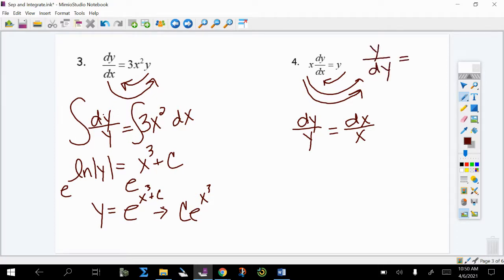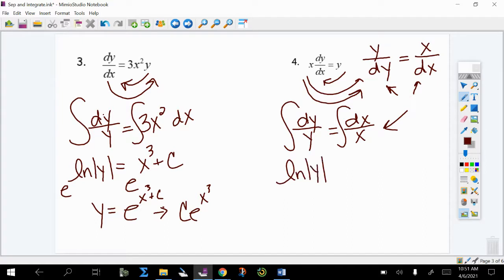So if you separate and you get something like this, it is perfectly legal to flip each side of a fraction when you have a proportion, and that will get you to what you need here. But yeah, you can't have a dy or a dx in the denominator. So when I integrate, both sides end up being a natural log. You get the natural log of y on this side, and you get the natural log of x on this side.